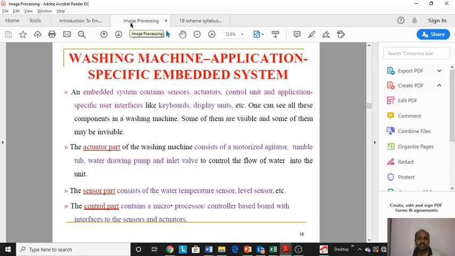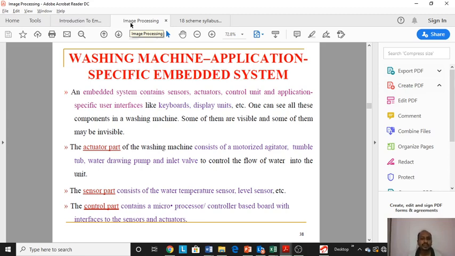Now coming to the sensor, what I mean by a sensor is that it will sense how much the water level is, what the temperature of the water is, and how much heat I should give the water in order to reach a certain temperature like 30 degrees Celsius or 25 degrees Celsius, whatever I want to set. All these things will be controlled by the sensors. It will check the water level in the washing machine, and also the temperature of the water in the washing machine.